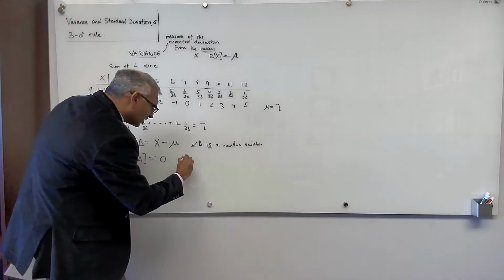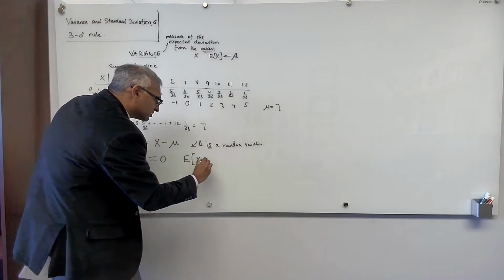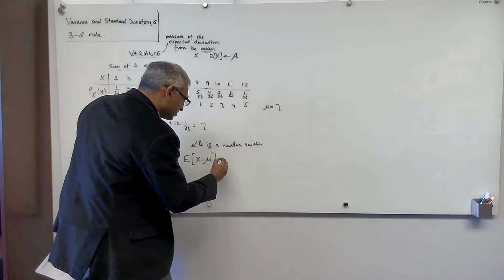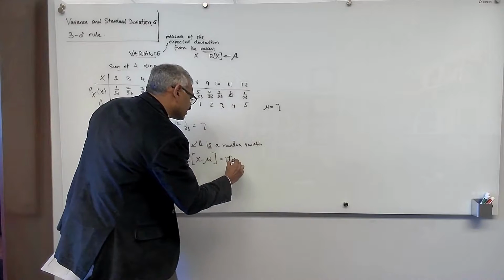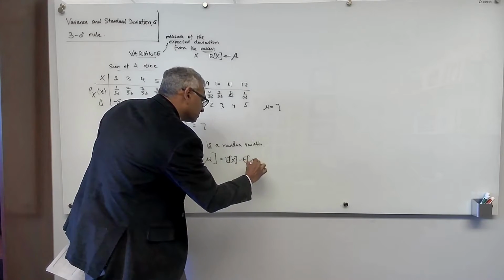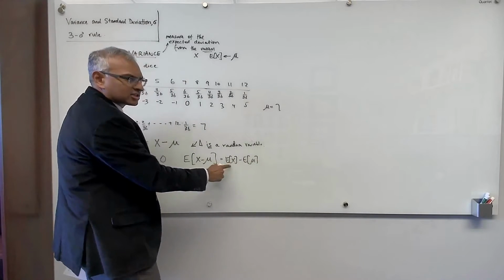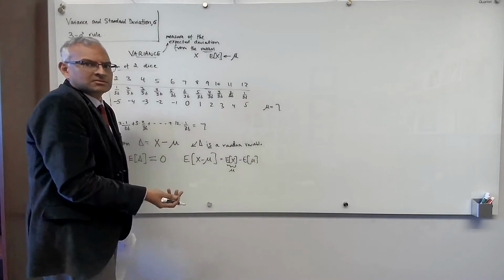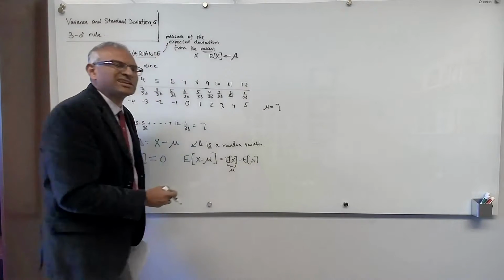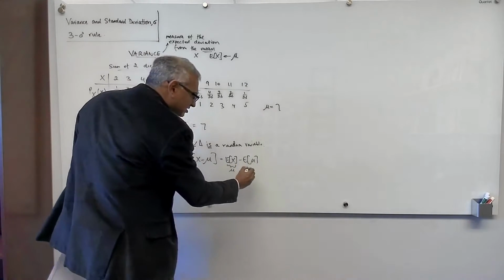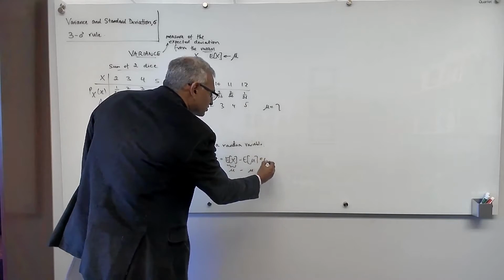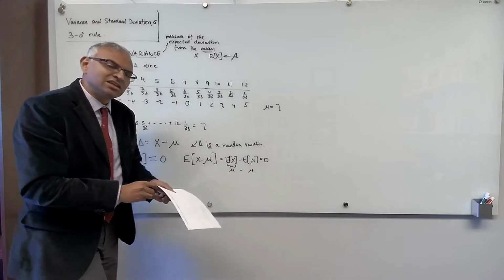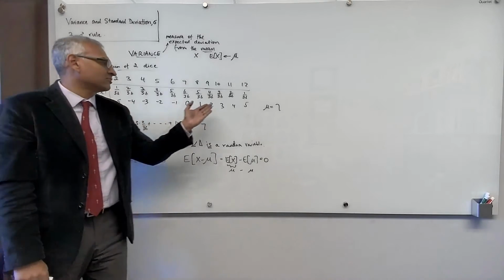Why? Because we're taking the expected value of x minus mu, and the expected value of a sum is a sum of expected values. This is the expected value of x minus the expected value of mu. And the expected value of x is by definition mu. And this is just a constant. The expected value of a constant is the constant itself. So mu minus mu equals 0, always. So the expected value of deviations is always 0.